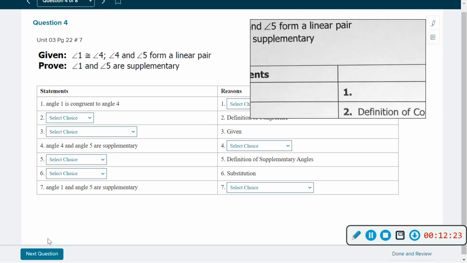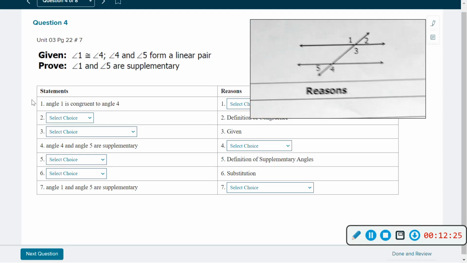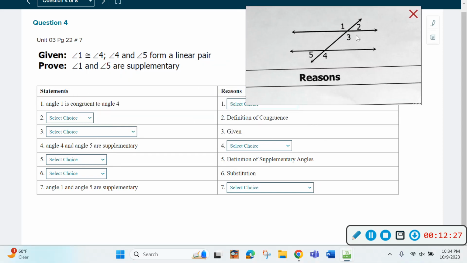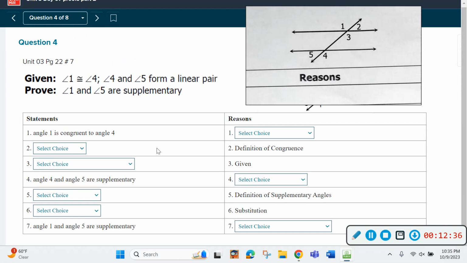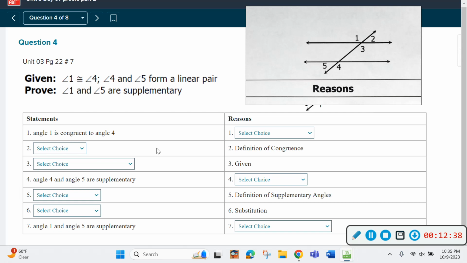So let's go to page 22. Double checking I have the right picture. Yep. All right, so see if I can zoom in a little bit. There we go. All right, so we're on page 22, number 7. Here we go. All right, so we have angle 1 is congruent to angle 4. 4 and 5 are a linear pair. And we're trying to prove that 1 and 5 are supplementary.